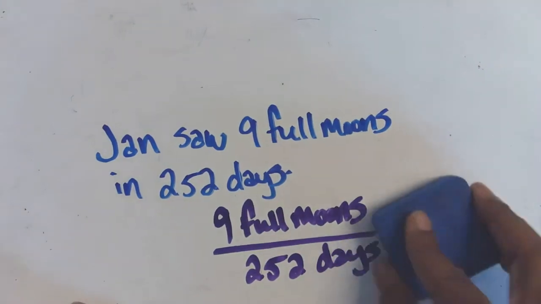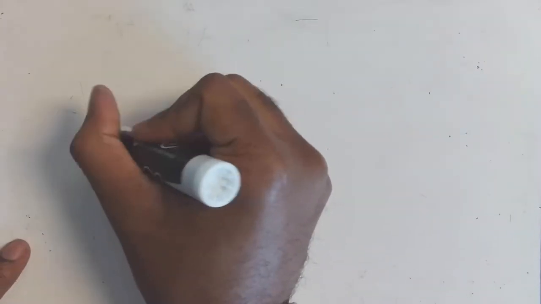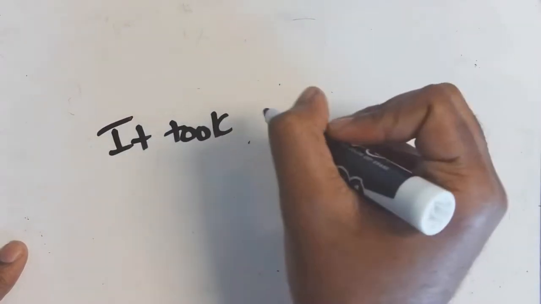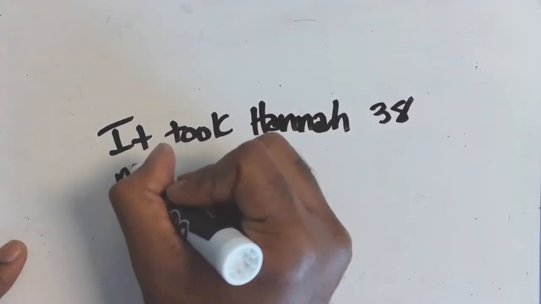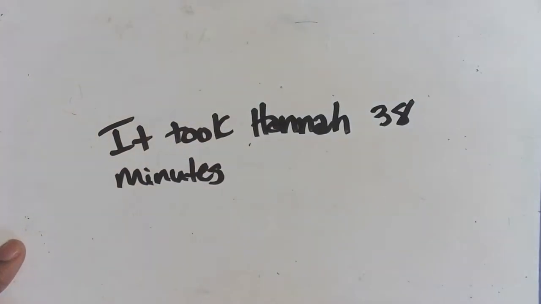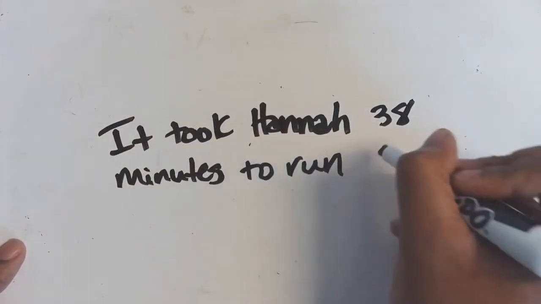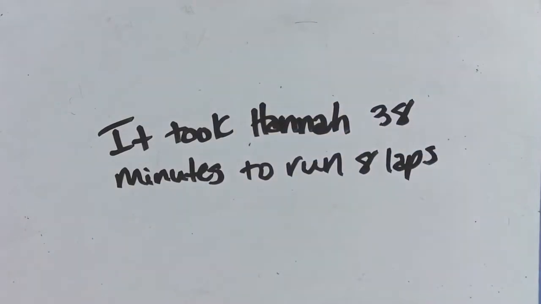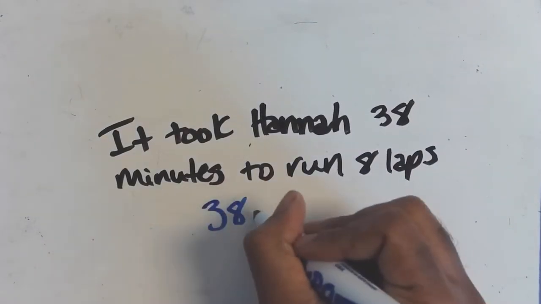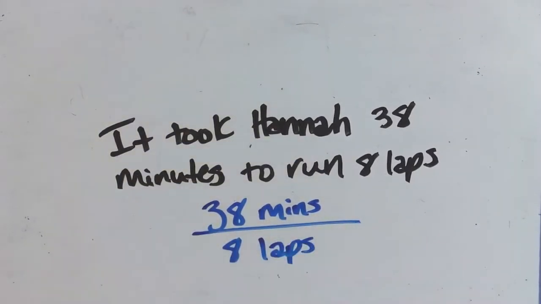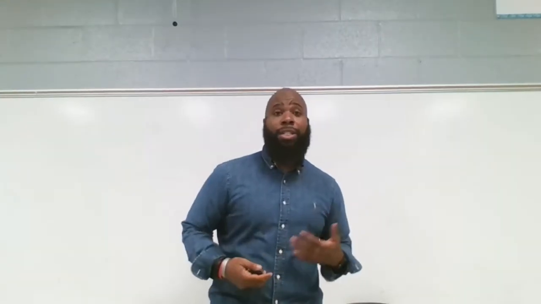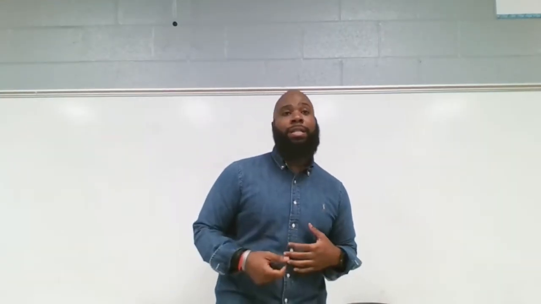So here's another example of one. My other example, it says, it took Hannah 38 minutes to run 8 laps. I can write this as a rate of 38 minutes over 8 laps. Good job.